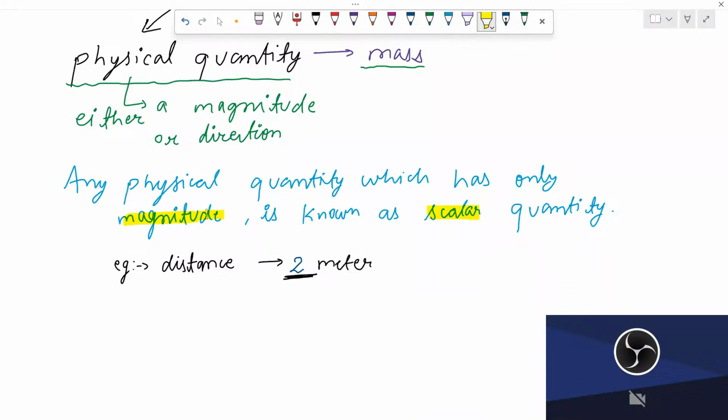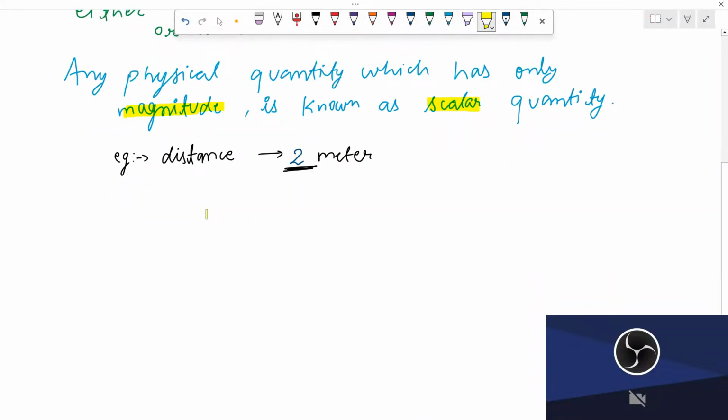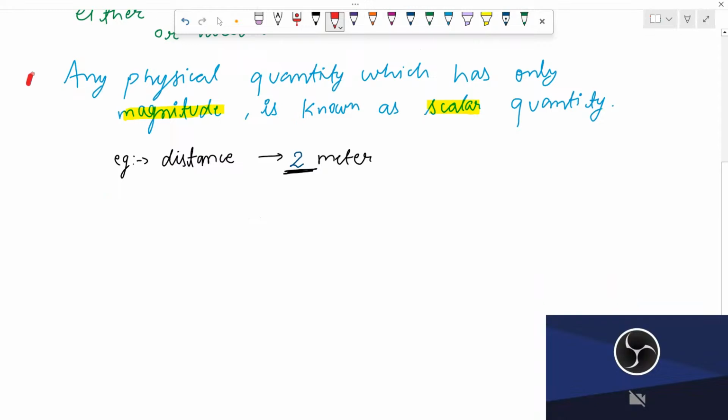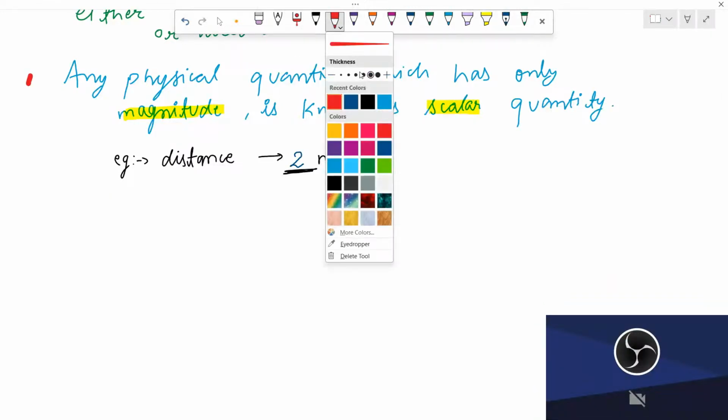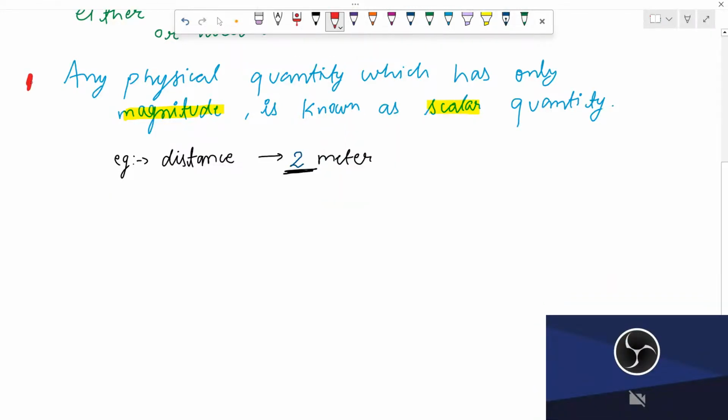Now, this was the first one, where we dealt with what a scalar quantity is. Next we will deal with what a vector quantity is. Second, what is vector quantity? We'll see this.